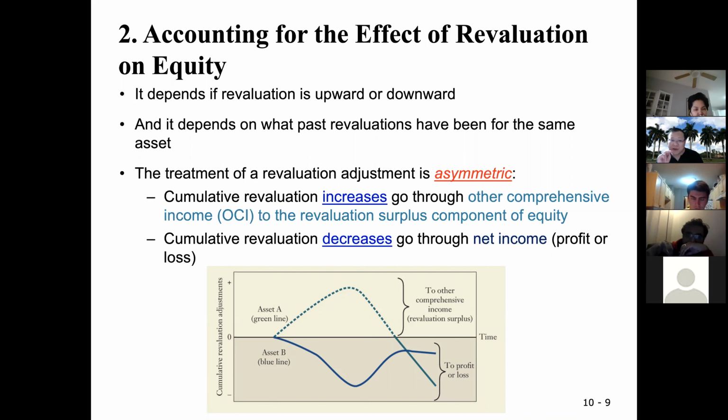So the treatment of a revaluation adjustment is asymmetric, okay? Basically, if you credit a surplus, that goes to OCI, other comprehensive income, and does not go through the income statement. But if it's a cumulative loss, that can go through the income statement. Before I go any further, let me ask you, why do you think the accounting standard causes this asymmetric treatment? Why don't they just run both surplus and loss through the income statement?